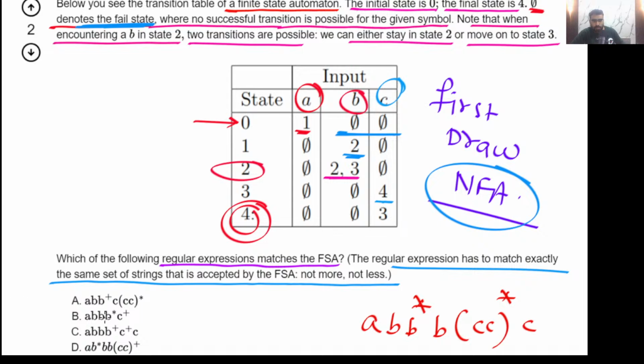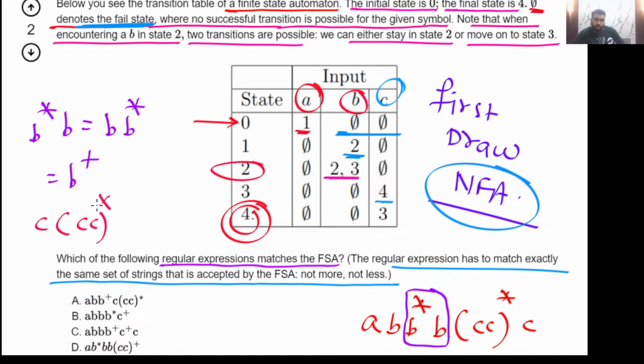So let's see which option will match. A, B, B star B, that is the same as B, B star, which is the same as B plus. So you can write it as B plus. And this, (CC) whole star C, you can write it as C (CC) whole star. Both are the same, no problem. So you can put this C here, no problem. So you can see the answer will be option A.